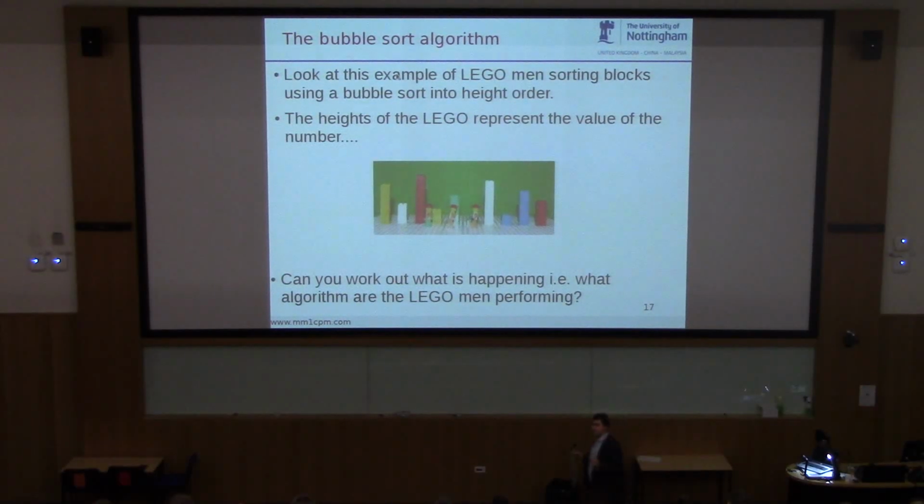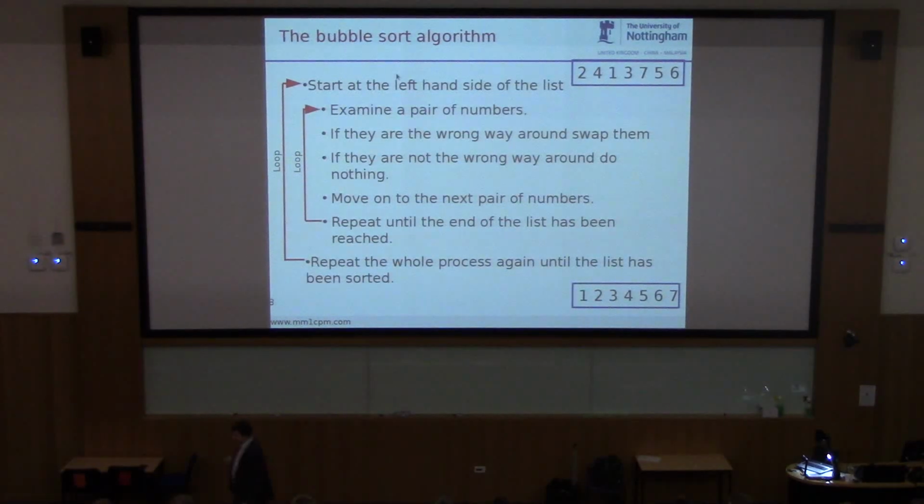That is a serious algorithm that computer scientists use to sort data and engineers use to sort data. So this is how it works. This is the algorithm broken down into words. Start at the left-hand side of the list. So all the men start on the left-hand side. Examine a pair of numbers. So we examine two blocks. If they're the wrong way around, so if they're not in the order we want, swap them. If they're not the wrong way around, leave them. Move on to the next pair of numbers. Repeat until the end of the list has been reached, and then we go all the way back to the start, and we do it again. So examine a pair of numbers.